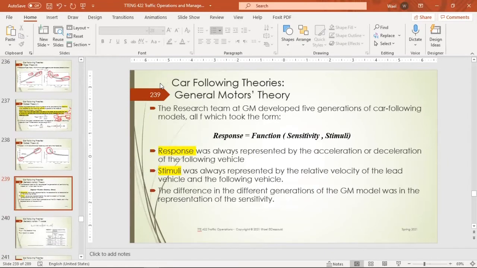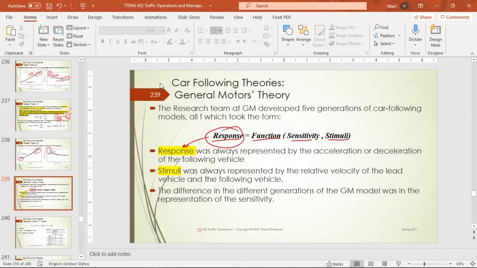Then there was the work that was done by General Motors, GM, and their researchers came up with 5 models. These 5 models were based on this relationship: that the response of the following vehicle is a function of sensitivity and stimuli. What do we mean by the response? Response was always represented by the acceleration or deceleration of the following vehicle. In other words, the following car is going to accelerate or decelerate. That's the response.